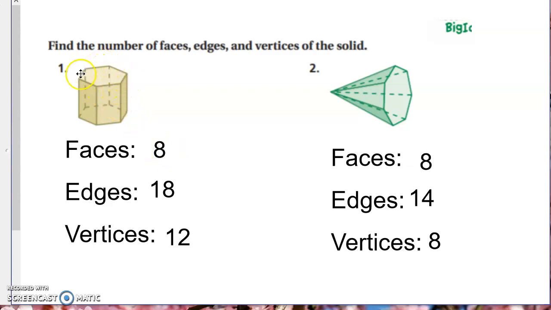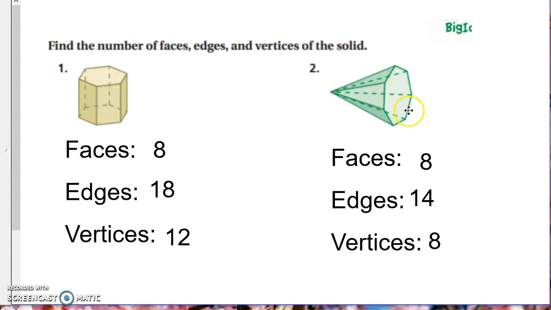Edges are these lines going around, so there would be 6 lines going around the top, 6 lines going down the sides, and then 6 going around the bottom for a total of 18. Vertices are the points. So there's 6 points on top, 6 points on the bottom for a total of 12.